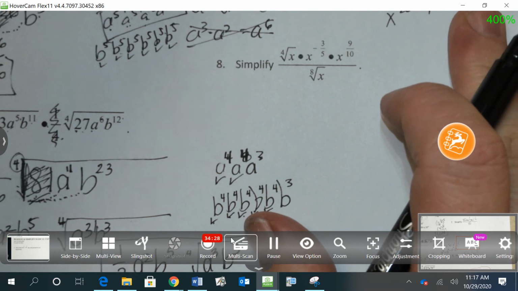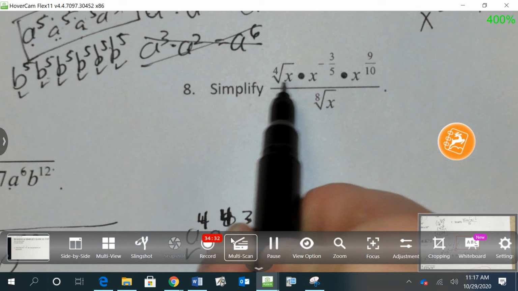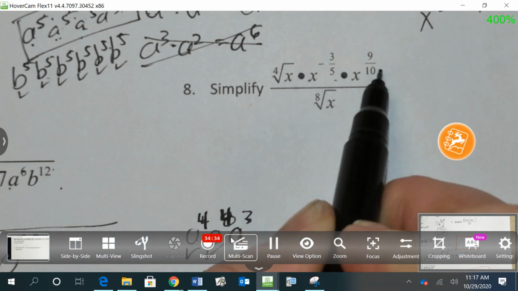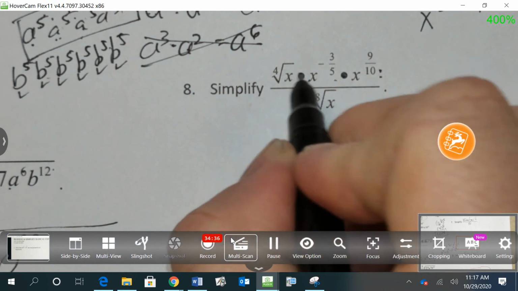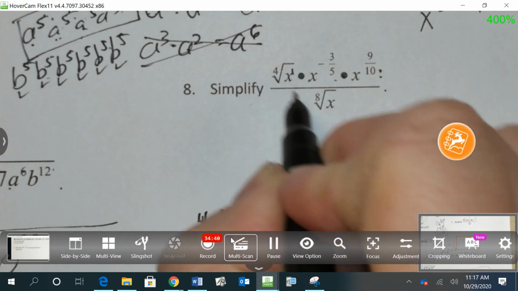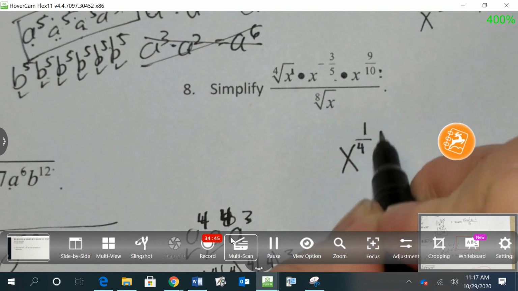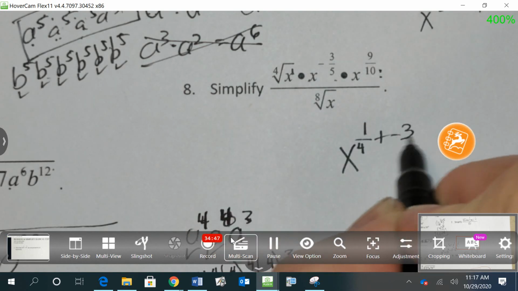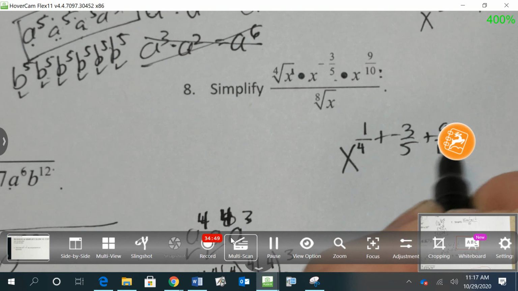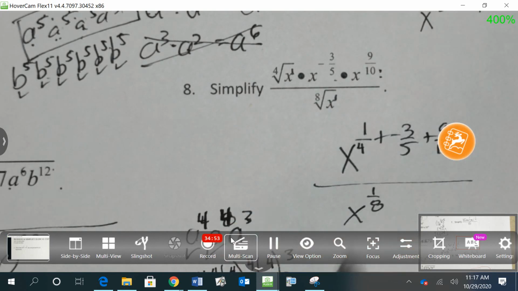Okay, let's look at the next one. See if I can zoom in here. Same thing. Same base, and we're multiplying. So again, this has a 1 here. So at your top, your nth root is always on the bottom, regardless if it's smaller or larger. Plus negative 3/5 plus 9/10 divided by 1/8. Simply how you're going to show your work as well.